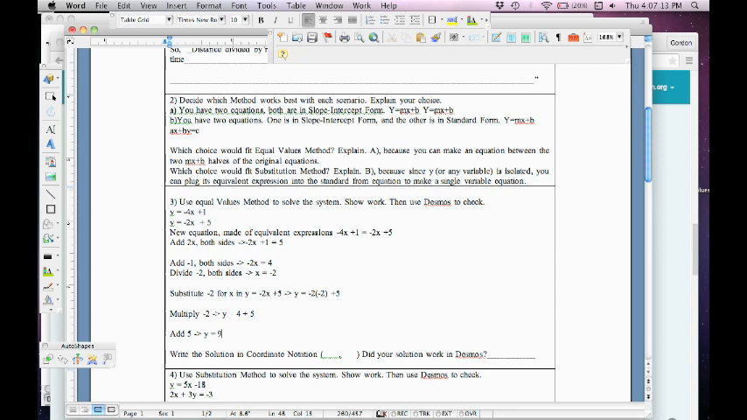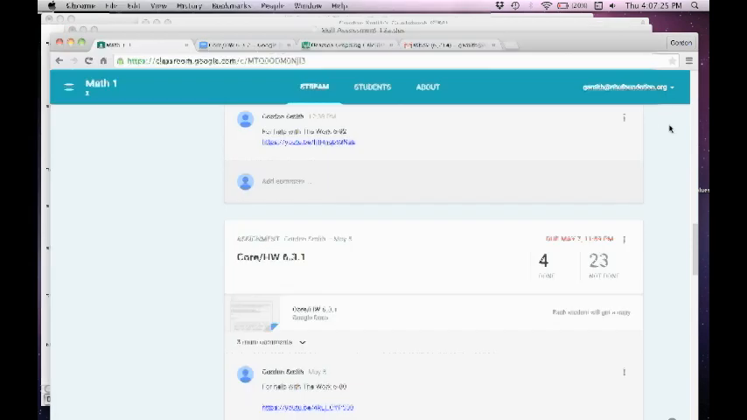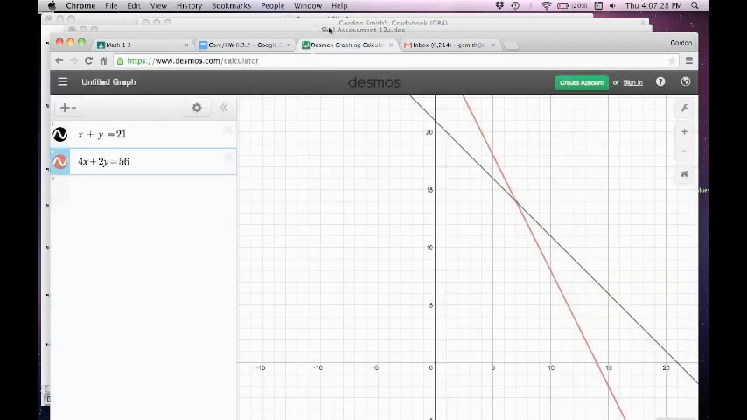Write the solution in coordinate notation. Okay, coordinate notation has to be in the right sequence. X is -2, Y is 9. There you go. Okay, did your solution work in Desmos? Always worth it to check, so we're going to use Desmos. Give me a Desmos, there we are.